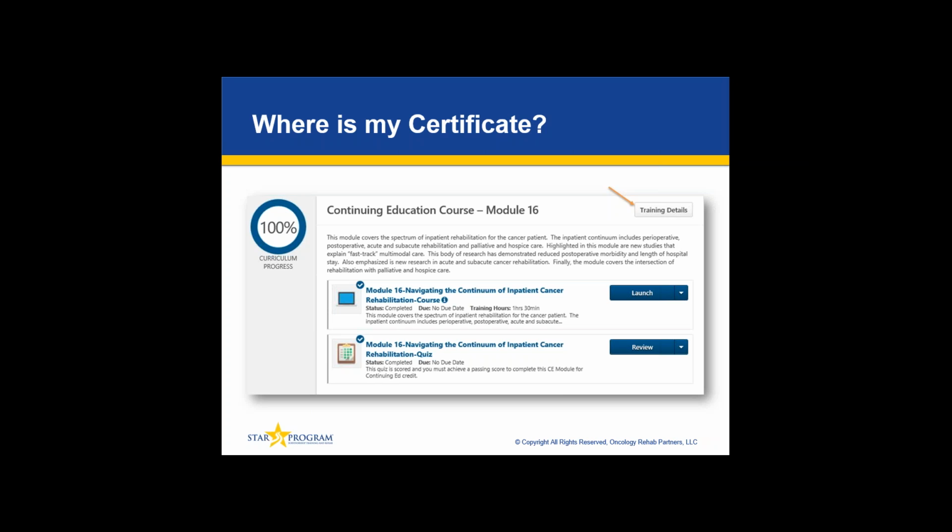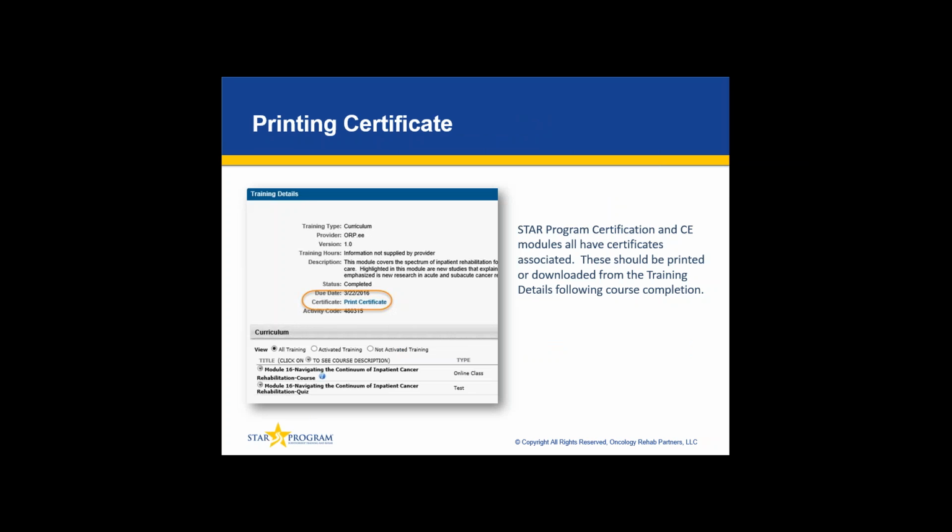If you hit Training Details in the upper right-hand corner, it will bring you to your details of that particular training page, or the particular module. Under Certificate in blue, you'll see Print Certificate. This will prompt you to download and/or print the certificate. It is highly recommended that you do so as soon as you complete your training, as after 6 months or 3 months, you will no longer have access.